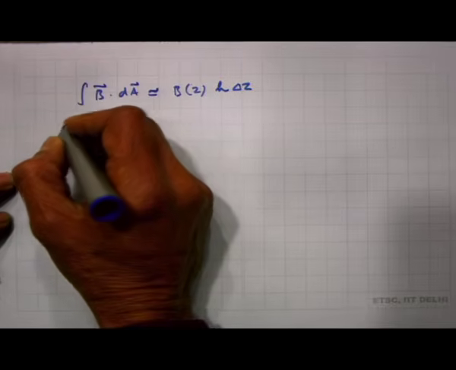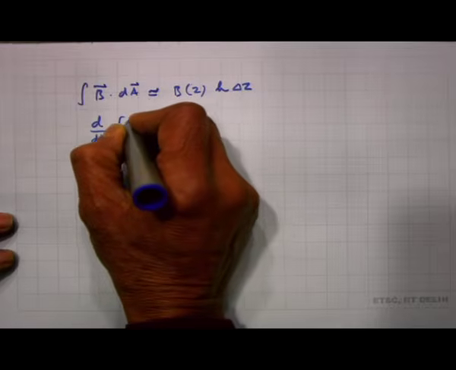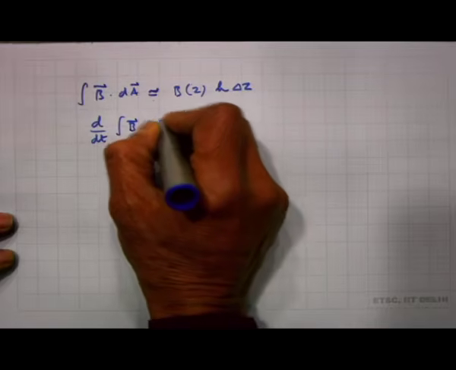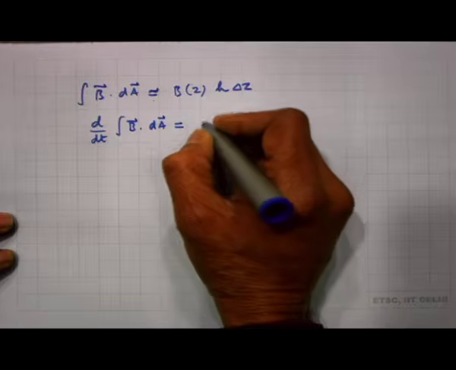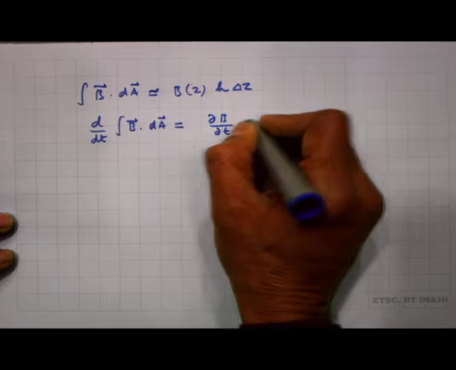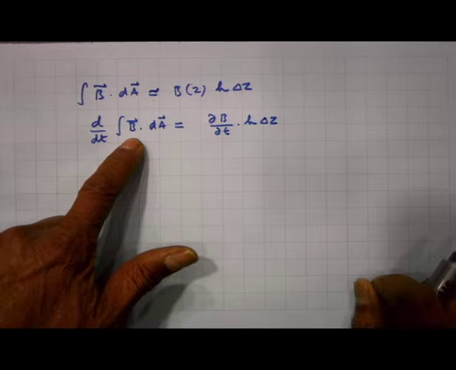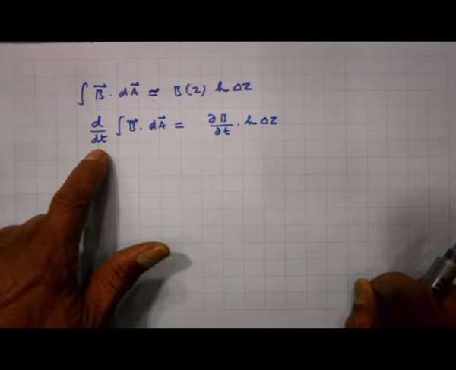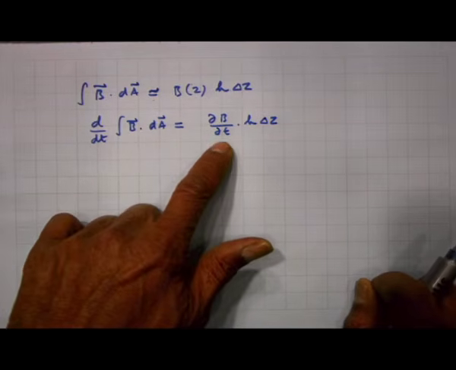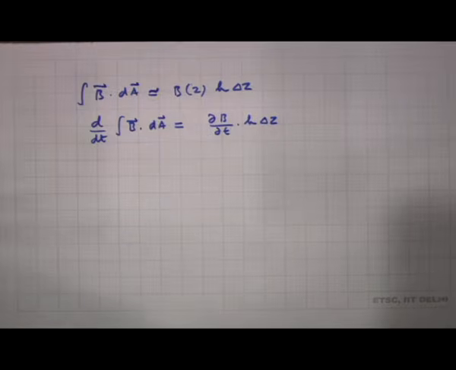So, for Faraday's law, I must calculate d by dt of integral B dot dA, which is nothing but, as before, del B by del t into h delta z. Because the magnetic field depends on position and time, I am differentiating with respect to time, and so I write a partial derivative of B with respect to time into h delta z. So, that I have got, and I have the left hand side of Faraday's law.